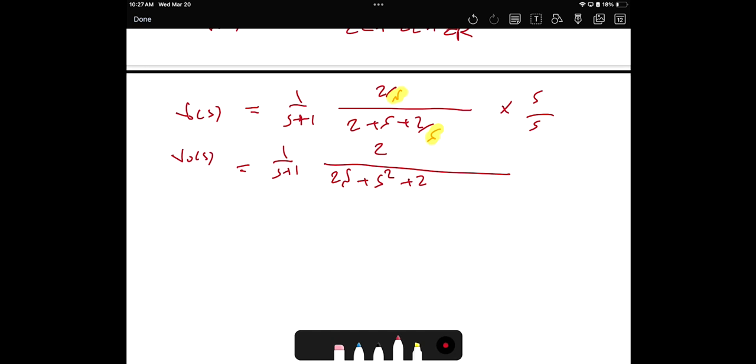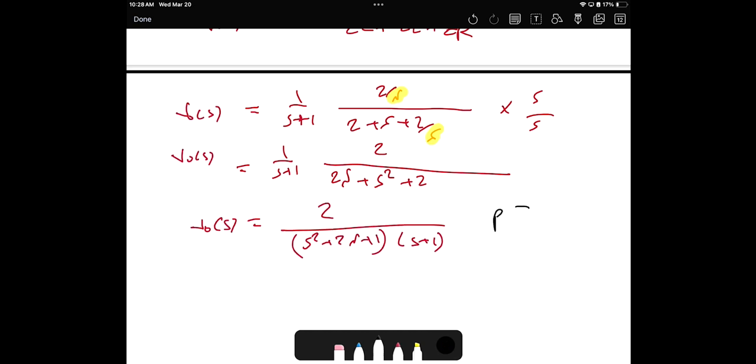In other words, we can say that this is Vo of s. We can say Vo of s will be 2 divided by s squared plus 2s plus 1 times s plus 1. How can we solve it? We need to do the inverse Laplace. To do the inverse Laplace, we can use partial fraction expansion. So let's find the roots of s squared plus 2s plus 1. So we realize that... why did you remove the plus 2? Yeah, plus 2. Okay, I forgot. So thank you. Plus 2.